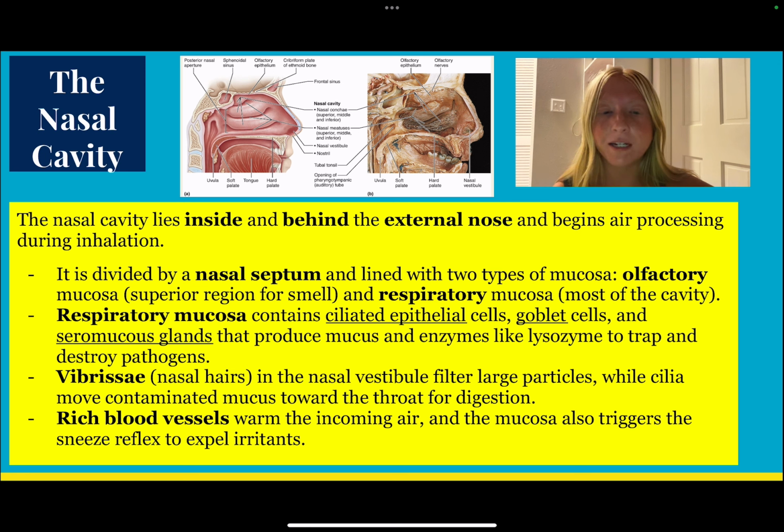Respiratory mucosa contains ciliated epithelial cells, goblet cells, and seromucous glands that produce mucus and enzymes like lysozyme to trap and destroy pathogens. Vibrissae in the nasal vestibule filter large particles, while cilia move contaminated mucus towards the throat for digestion. Rich blood vessels warm the incoming air, and the mucosa also triggers the sneeze reflex to expel irritants.